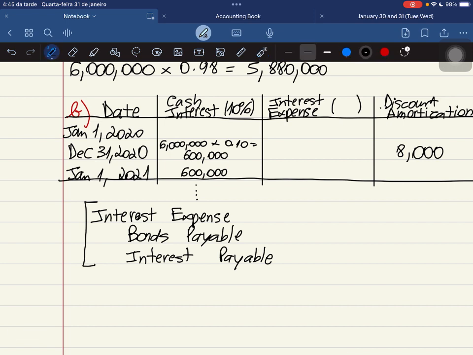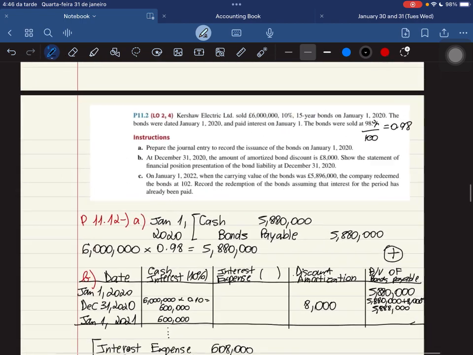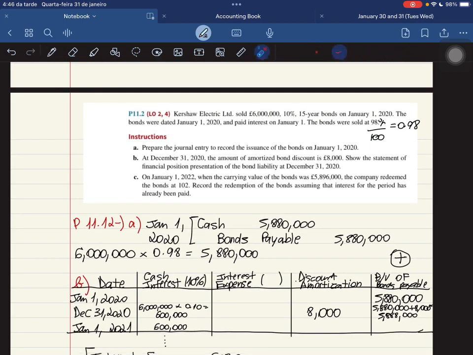So in theory, the entry that we would make would be 600,000 because the interest payable does not change, is the amount that would be payable every year according to the contract. The bonds payable, they told us that that is 8,000 and the total value would be 606, right? Over here, they are asking us to show the statement of financial position of the bond liability at December 31st, 2020. So what they want to know is how much would my bond be worth at December 31st, 2020?